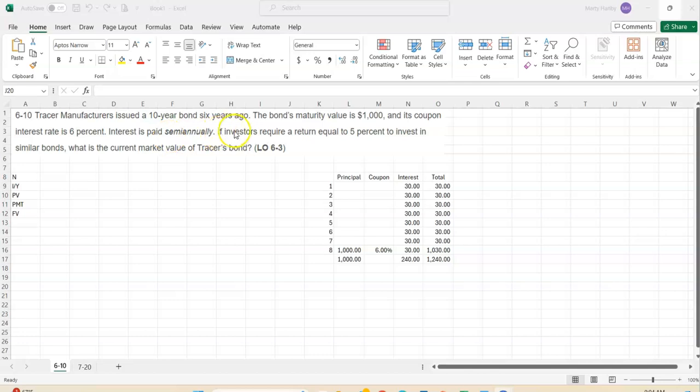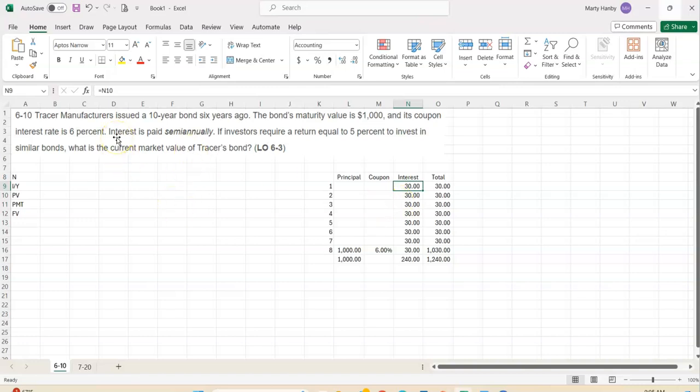Interest is paid semi-annually. Investors require a 5% return to invest in similar bonds. What is the current market value of Tracer's bonds? So here are the cash flows that we're present valuing. In the 8th period, so 4 years left, 4 times 2 periods per year is 8. We take the 8th period, not year. 1,000 times the coupon rate, 6%, divided by 2 because it's semi-annual. That coupon payment is made every period, beginning in the first period, 6 months from now.